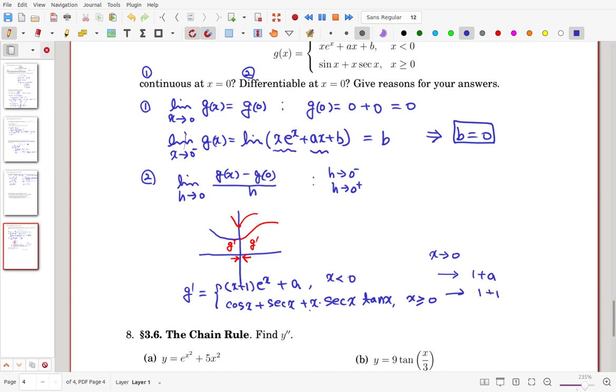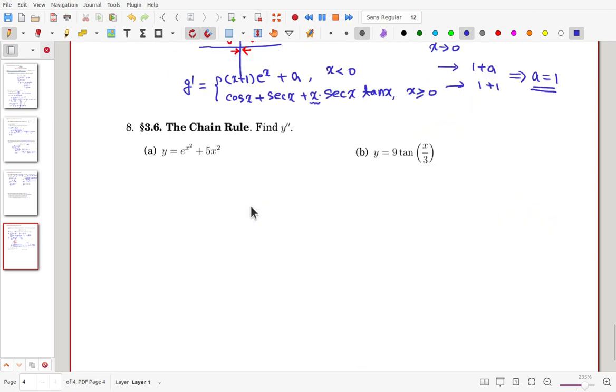Now because of this term and these bounded terms, and of course tangent x also will approach 0, that will be 0. So these two should be the same, which means that here a equals 1. So we found here b equals 0 and a equals 1. Also, these are the reasons for the answer.